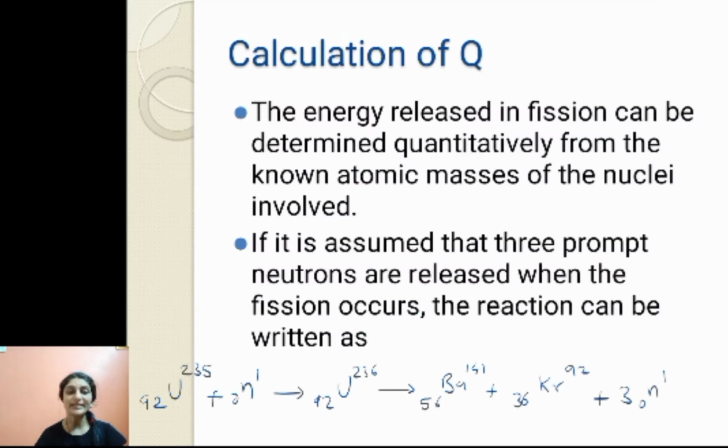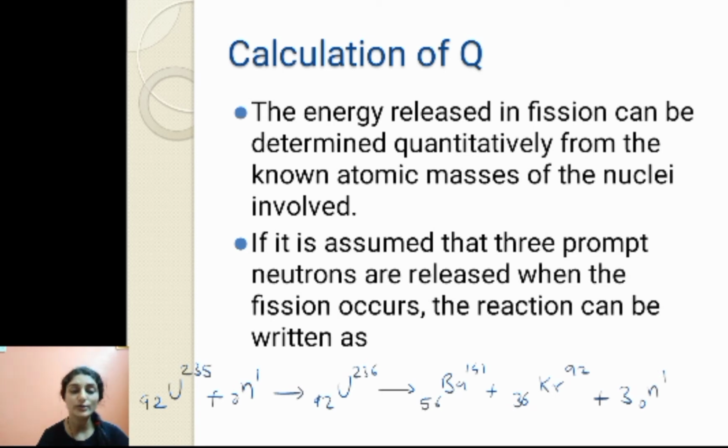Now you can calculate this value of 204 mathematically also. The energy released in fission can be determined quantitatively from the known atomic masses of the nuclei involved, because Q, the amount of energy evolved in a nuclear reaction, is given by the formula: sum of masses of the reactants minus sum of masses of the products. If you multiply the difference in mass by 931.5, you will get the energy which is evolved.